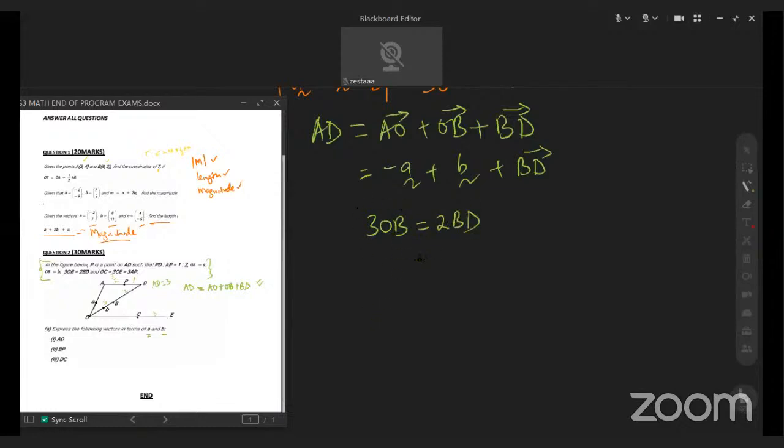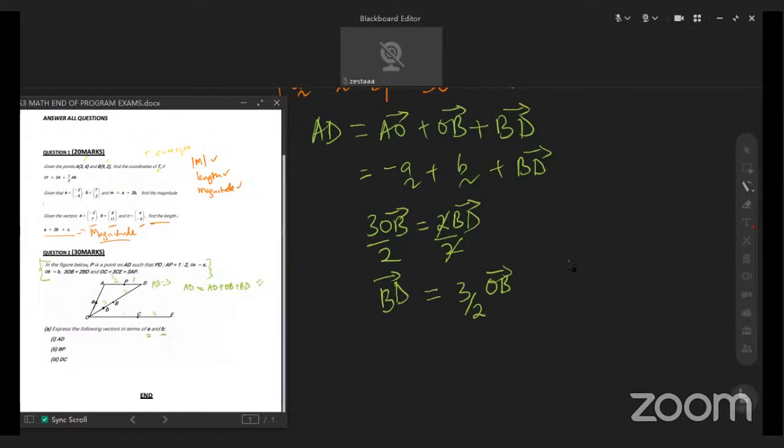Now when you have these ratios, how do you sort them out? You just make BD the subject of the formula. So you divide by 2 on both sides, cross out the 2, and you have BD being equal to 3 out of 2 OB, that is 3 out of 2 of B, by making B the subject of that ratio we've been given.